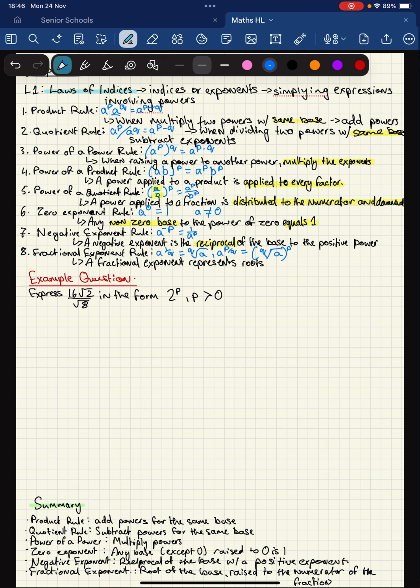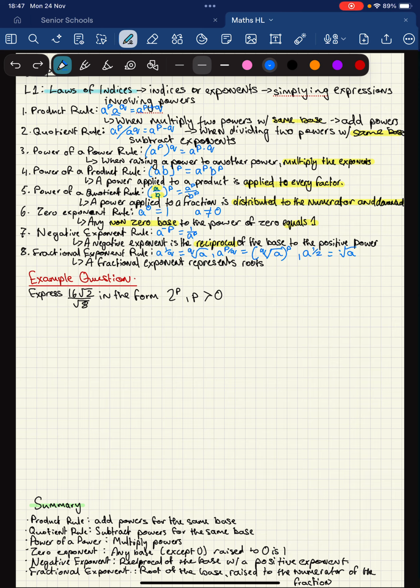This is probably the most complicated one in my opinion. Basically, the fractional exponent here represents your roots. An easier example is if you have something like, let's say, a to the power of a half, that just equals root a. So imagine you have 1 here and 2 there.